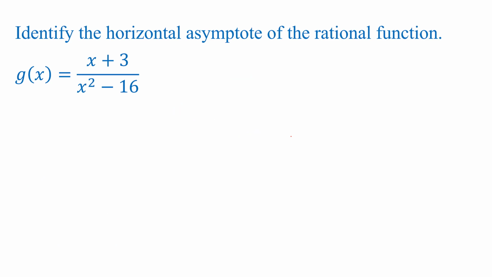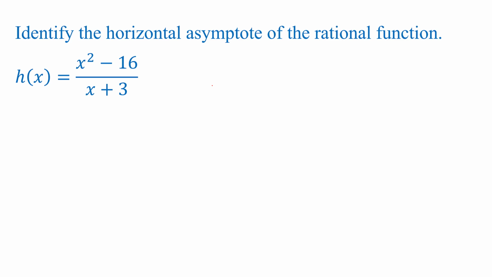Moving on to g of x equals x plus 3 over x squared minus 16. Here the degree of the numerator is 1. The degree of the denominator is 2. Since the degree of the numerator is less than the degree of the denominator, the horizontal asymptote is going to be y equals 0.